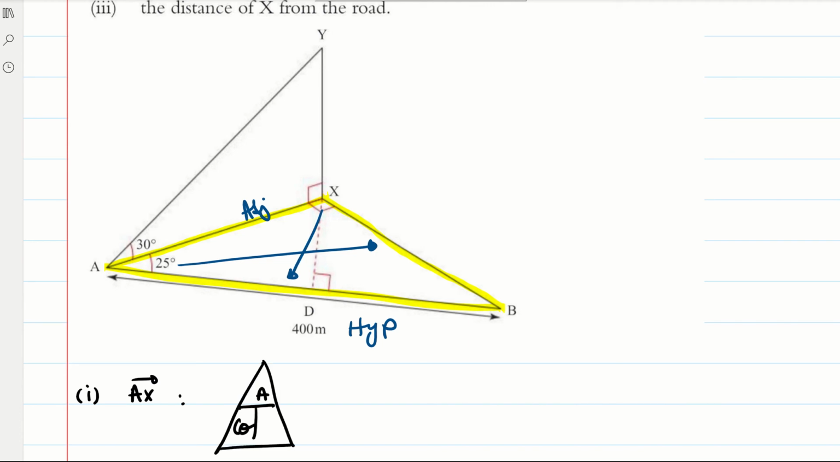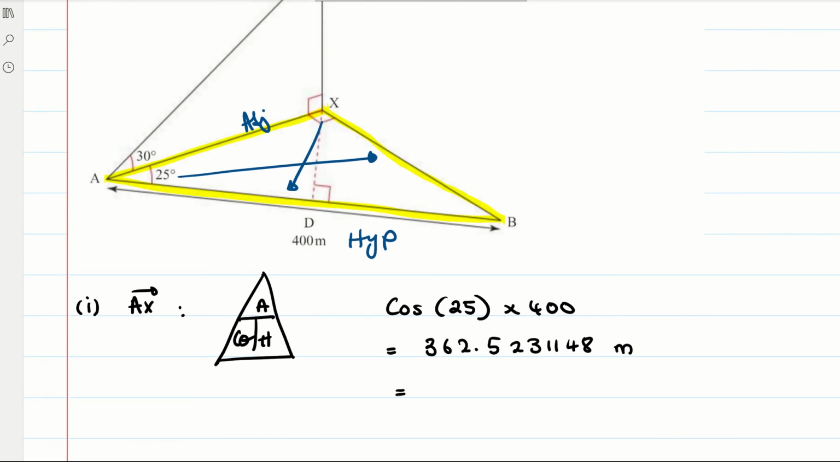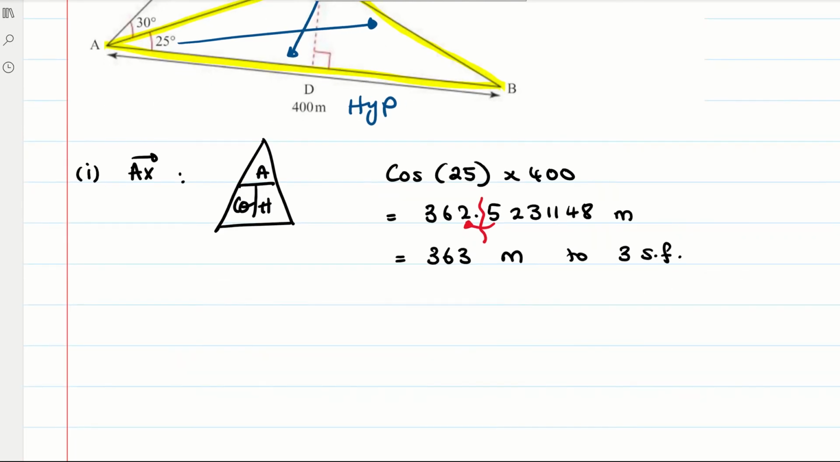So CAH. And because I want to find the adjacent, AX is cos 25 times 400. And that gives me 362.5231148, and it's meters. And to 3 significant figures, I'm going to round the 2 up, so 363 meters to 3 significant figures. So that's AX.